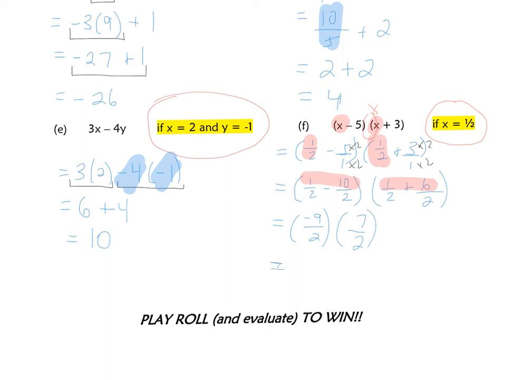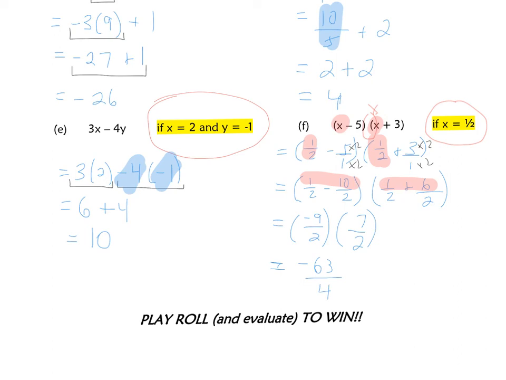So the brackets means just multiplying these two fractions. So I multiply the numerators with the numerators, the denominators with the denominators. So -9 times 7 gives me -63. And 2 times 2 gives me 4. Okay.